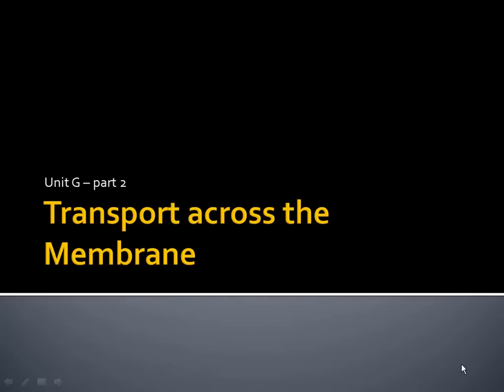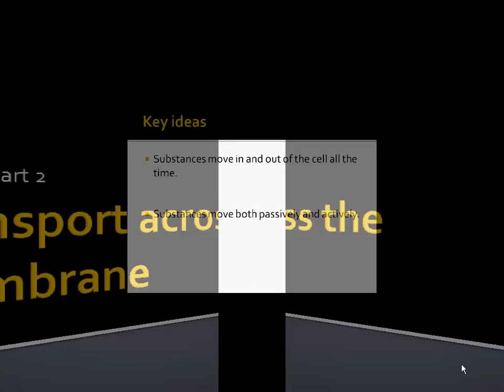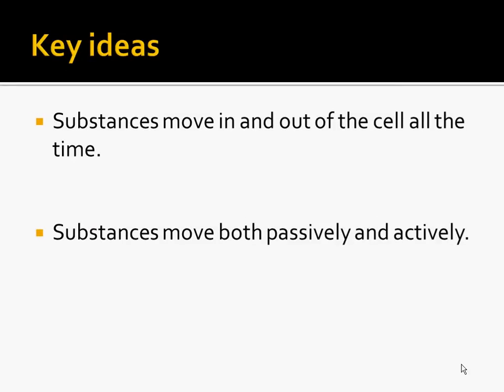Okay, this is Unit G, Part 2. In this part of the unit, we're looking at transport of substances across the cell membrane. So key ideas in this screencast are that substances, for us to survive, must move into and must move out of our cells all the time. A perfect example of this would be oxygen, which has to move in every day into every cell. Carbon dioxide, the waste gas, moves out of our cells, every cell, every day.